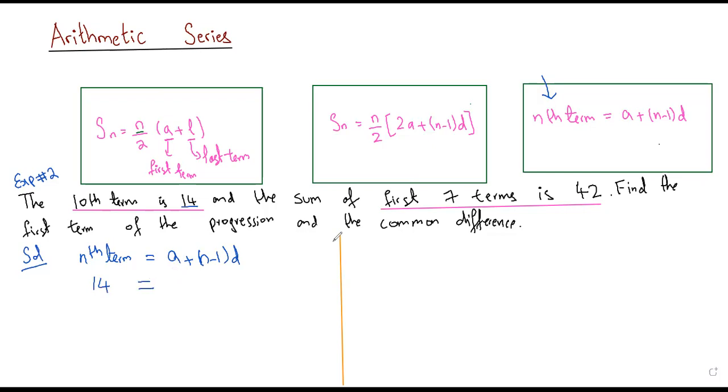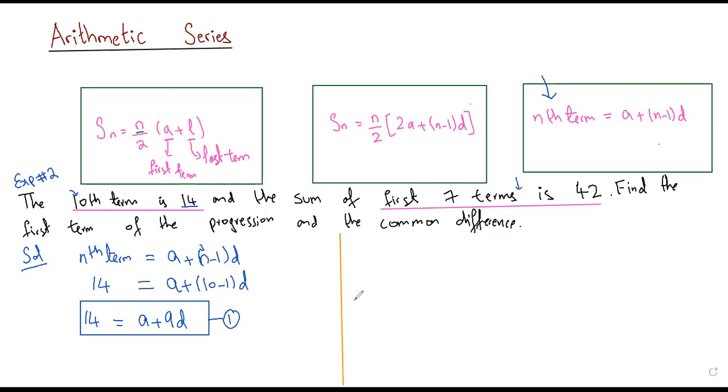We do not have any information about the first term, so I'll just write down a plus. What is n? n is 10, okay? 10 minus 1, and I do not have the common difference d, so I'll write that down again. I'll simplify this and this would give me 14 equals a plus 9d. This is the first equation. Using the second piece of information, the one I've underlined with pink, I would be able to get another equation and then I'll solve both of these equations simultaneously.